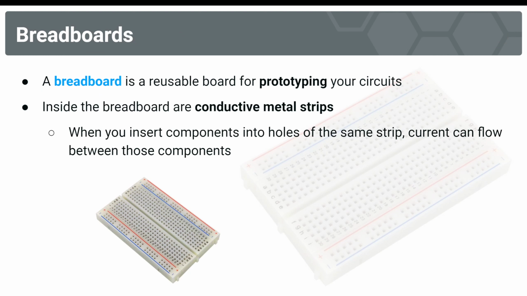We're so close to assembling our LED circuit, but we need to prototype it somehow, and we'll do so on a breadboard. It's a reusable board for prototyping our circuits, and inside the breadboard are conductive metal strips. And so when you insert components into holes of the same strip, current can flow between those components.